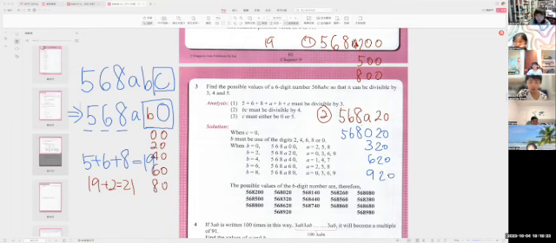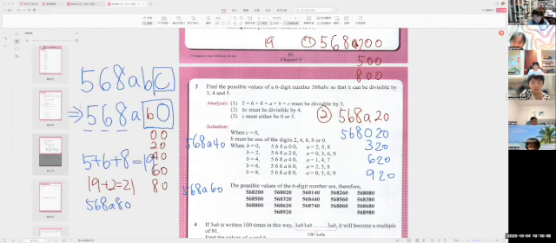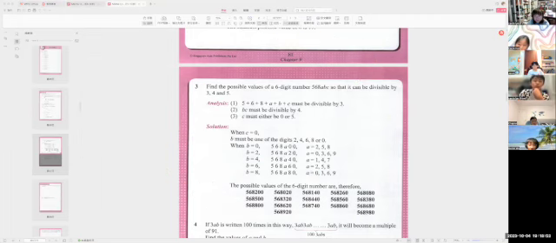Okay, so let's see, when B equals 4, it's 568A40, and we discussed 568A60 and 568A80. Get it, everybody? Okay, so they're going to have all the list of the possible answers. Do you understand this one? If you don't understand, you can ask me right now. 都懂了？Okay, if you understand, we're going to move forward.